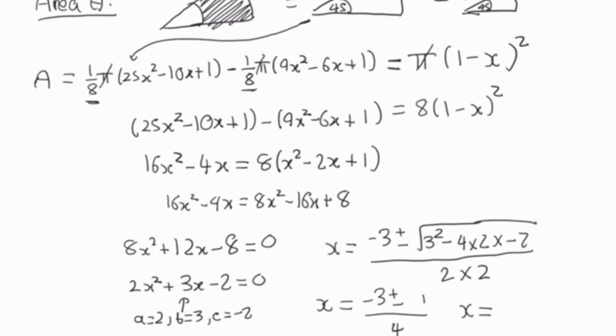When x is equal, have I done something wrong? I feel like I've done something wrong. Let me just see. Yeah, I've simplified something wrong. Let me just double check this. So, oh yes, this is not square root of 1. This is square root of 9 plus.